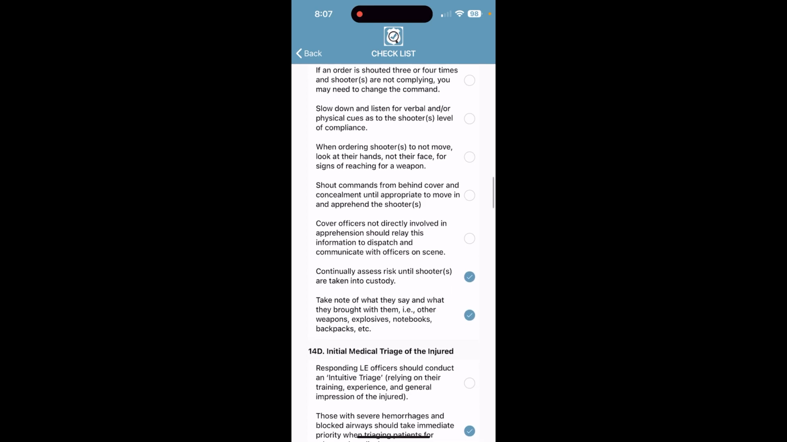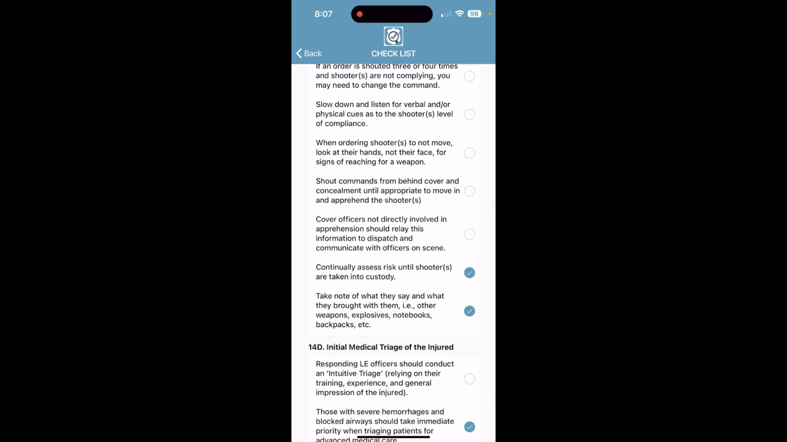Again, you can go through these. Continually assess the risk until the shooter has been taken into custody, and take note of what they say and what they brought with them. For example, other weapons, explosives, notebooks, backpacks, things that might be left at the scene that might be overlooked.